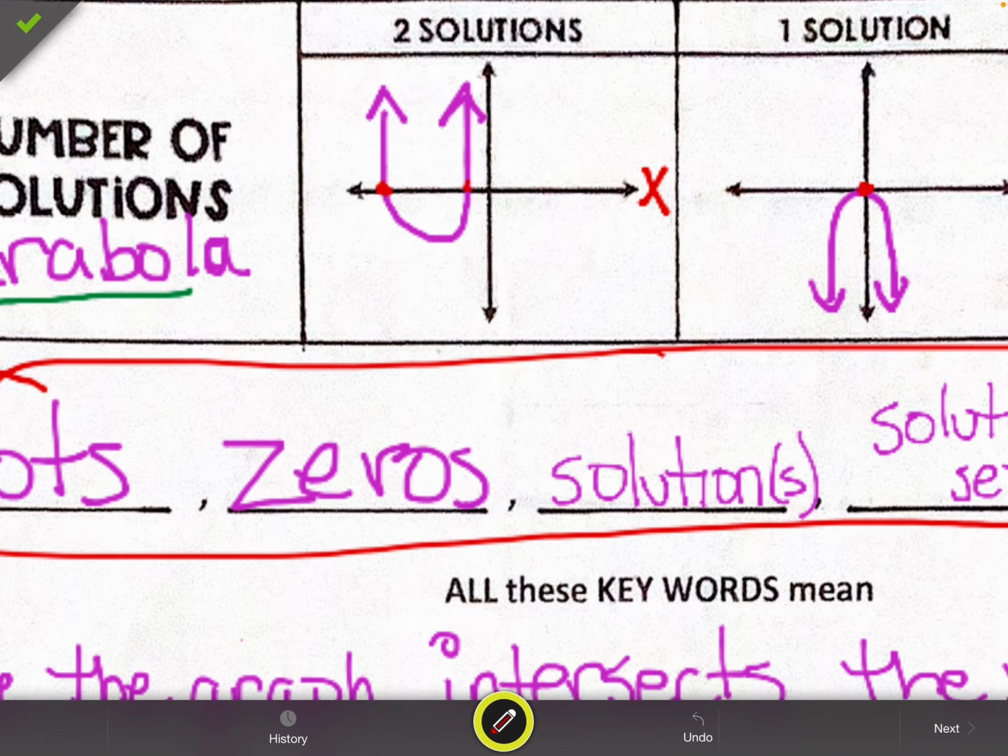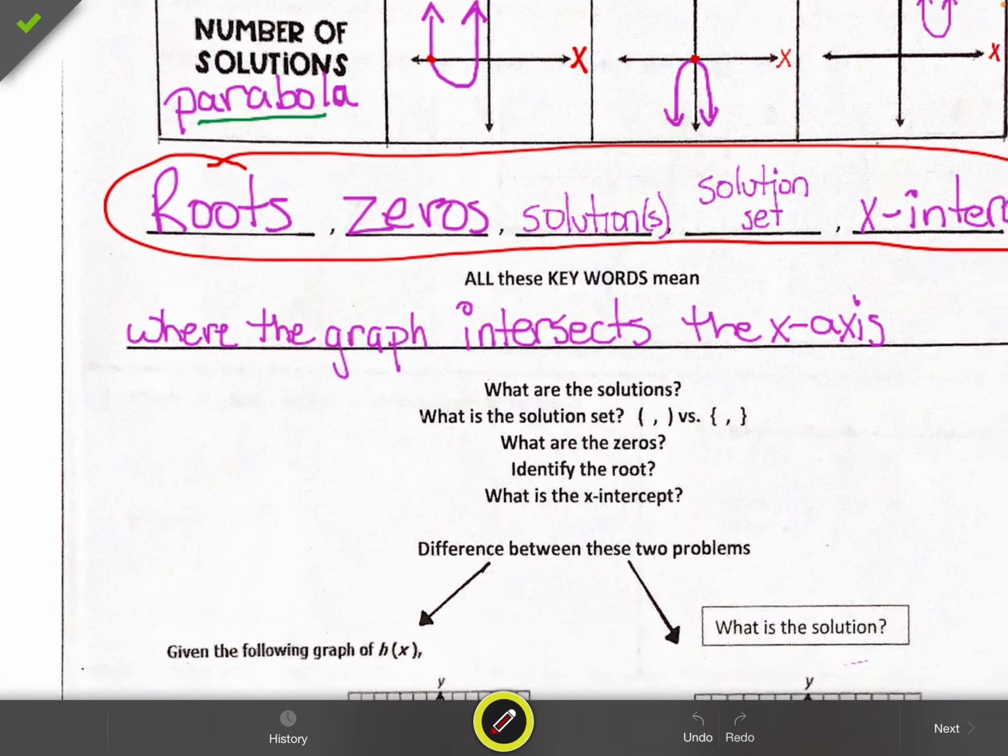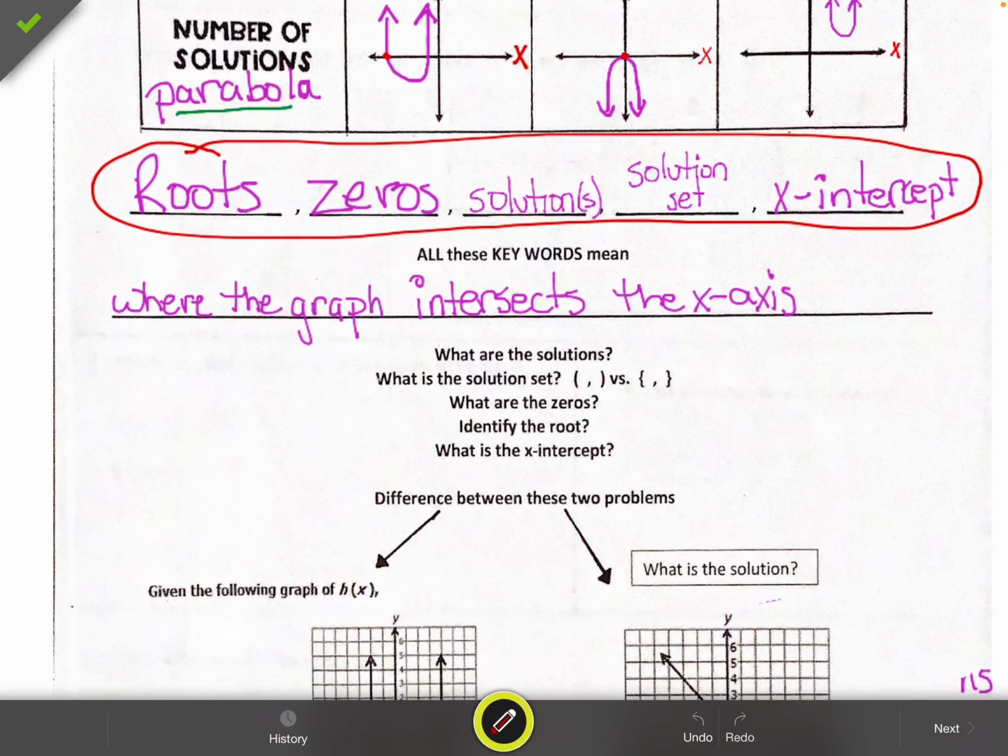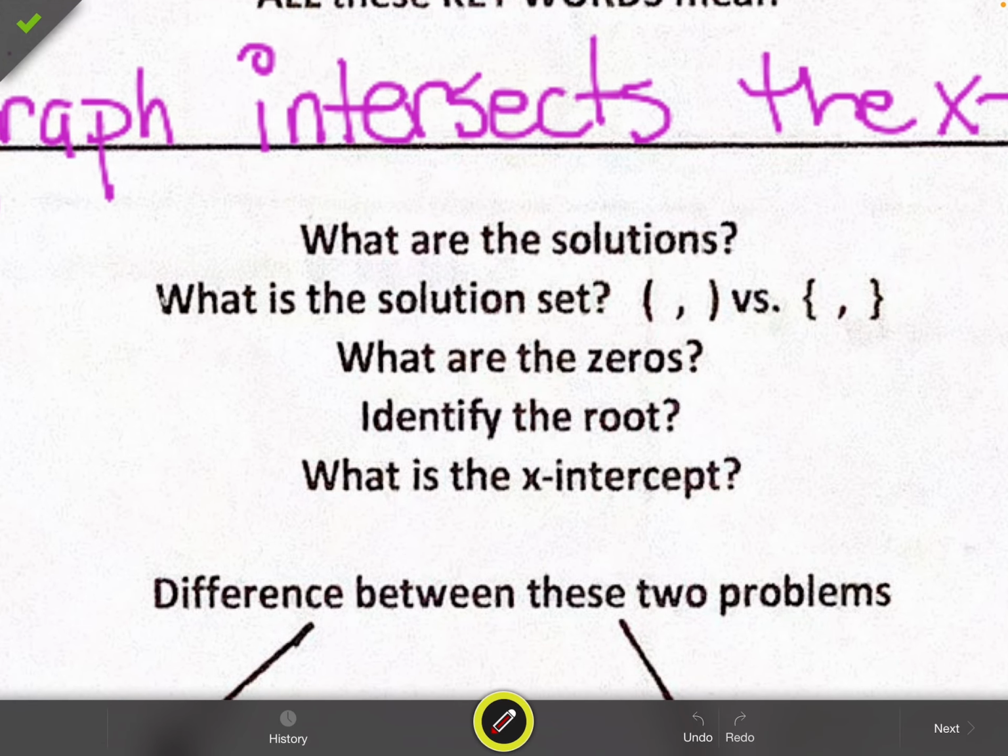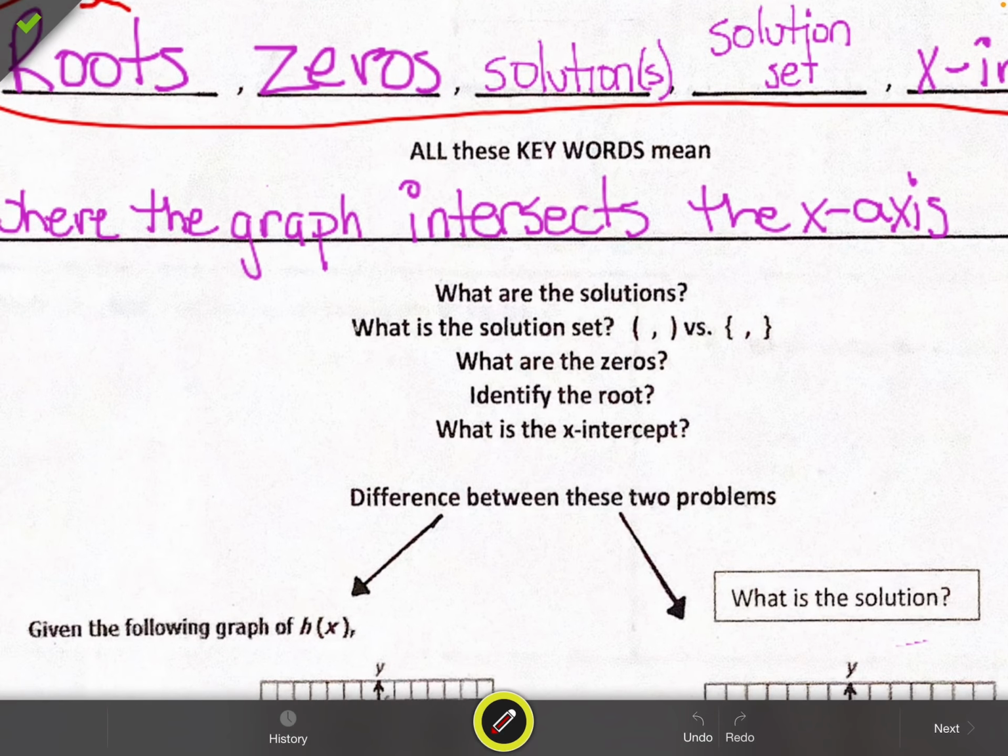Okay, so you want to be prepared so that you don't get to a question and not understand what they're asking you. So just some examples of the types of questions they can ask you. What are the solutions? What is the solution set? What are the zeros? Identify the root or roots. What is the x-intercept? All of these questions mean the exact same thing.